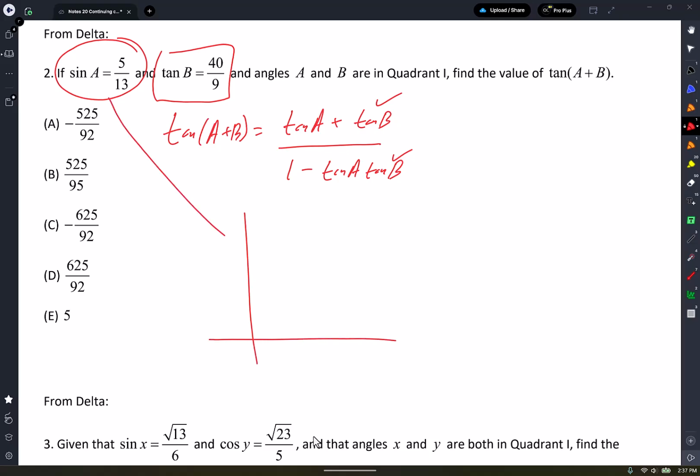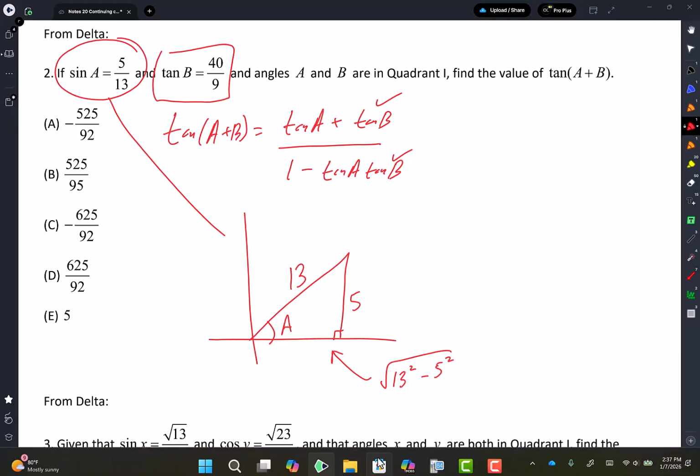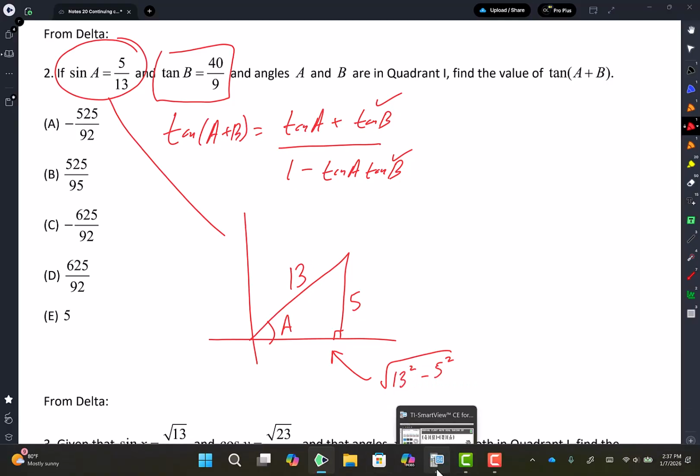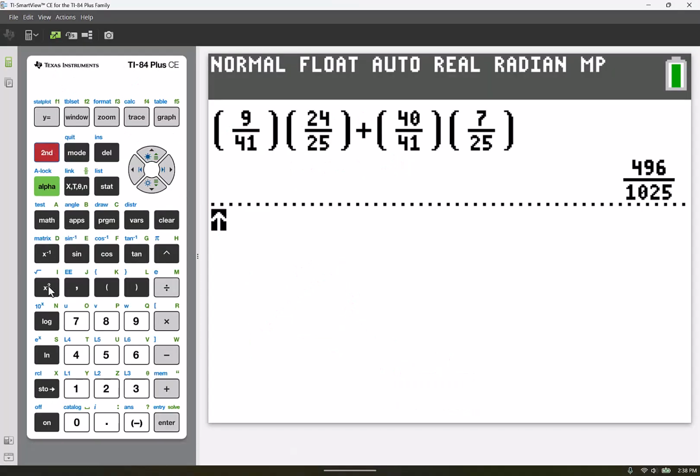So here it is, quadrant 1. Here's angle A. And sine, I have 5 over 13. Sine is opposite over hypotenuse. So to get this segment, I'm going to go square root of 13 squared minus 5 squared. So I take my calculator. I'm just using geometry here, guys. So you can see why all these math courses are important.